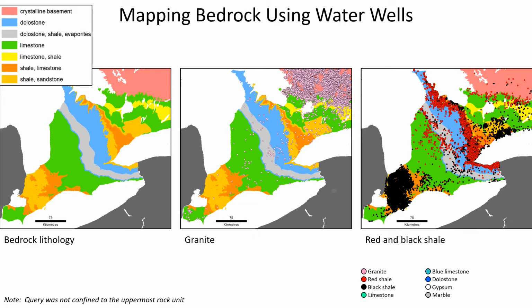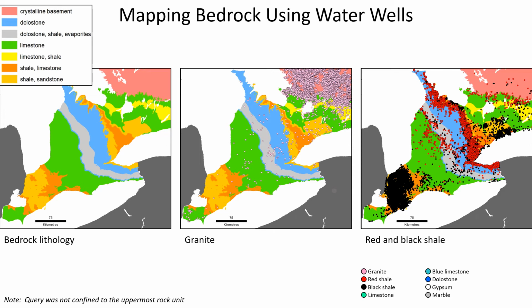So how do the rock terms compare with current bedrock maps? If we look at the bedrock map colored by primary lithology instead of formation, we can start to assess the distribution of the terms. In this view, the crystalline basement is in coral, limestone in green, dolostone in blue, and evaporites in gray. Map 2 shows the location of granite, and there is the expected concentration over the crystalline basement. We can also see where limestone overlies granite. Map 3 shows the distribution of red and black shale, once again revealing some deeper units.